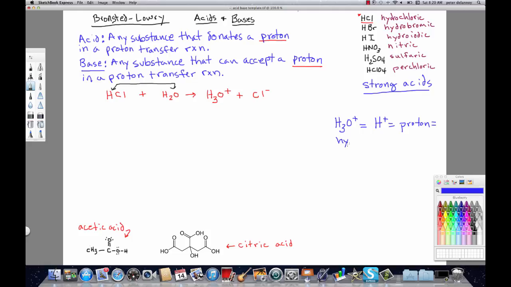So let me continue with the definition. These things are all the same as long as we're dissolving an acid into water: hydrogen ion, and formally, the H3O plus is called hydronium.